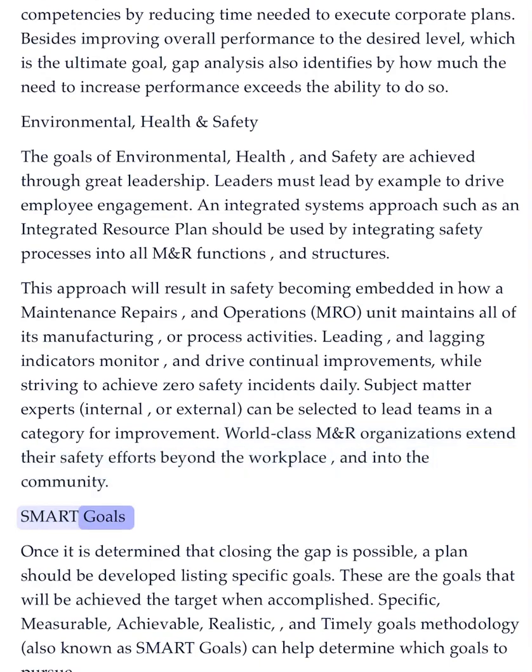SMART goals. Once it is determined that closing the gap is possible, a plan should be developed listing specific goals. These are the goals that will be achieved, the target when accomplished. Specific, measurable, achievable, realistic, and timely goals methodology, also known as SMART goals, can help determine which goals to pursue.